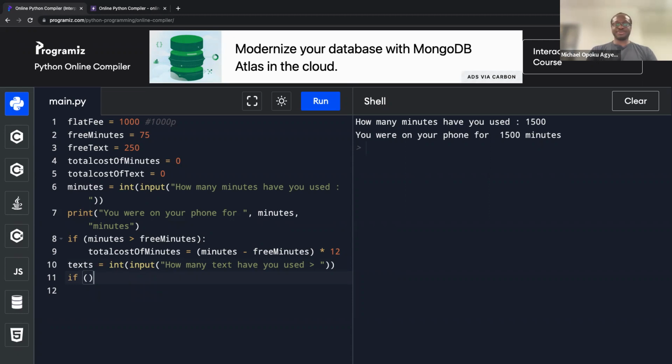Say if the test is greater than the free test, then you want to print out total cost of test is equal to test minus free test times 7, because afterwards, as we just checked, it costs that much.